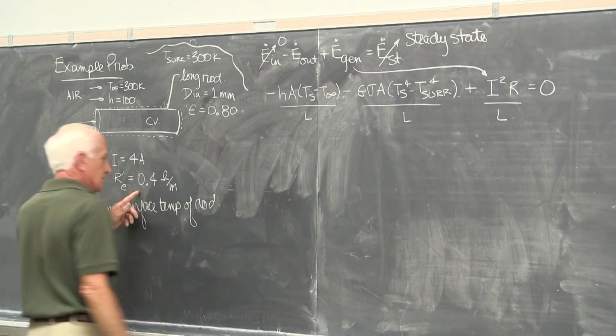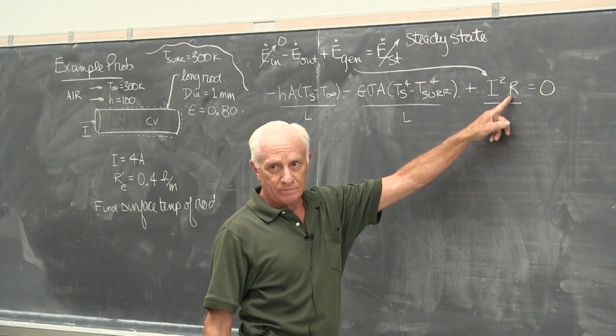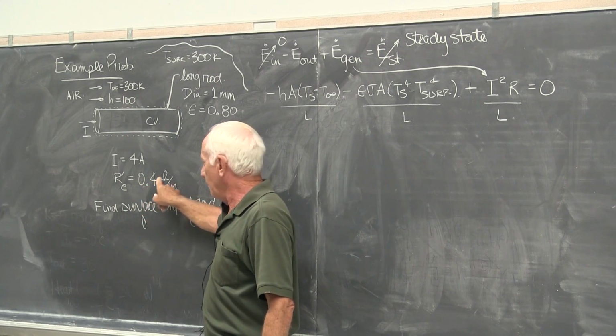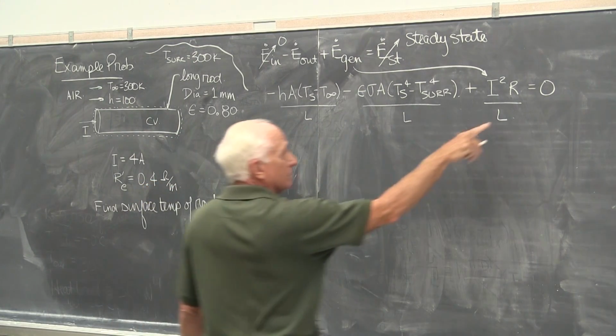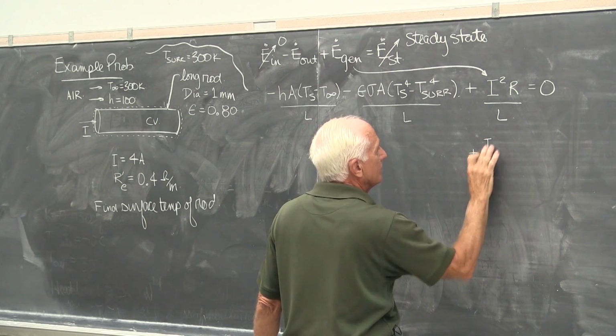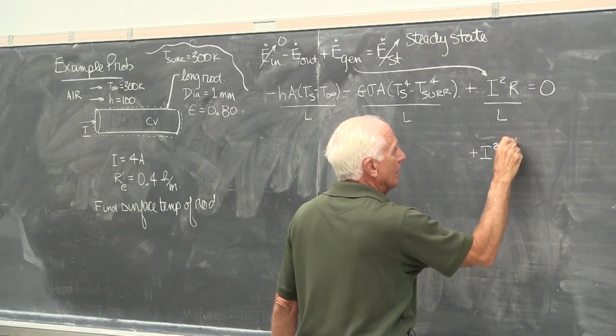Look at this resistance. Is it in ohms? No, it's not in ohms. It's an R prime, ohms per meter. So this term here is I squared R prime.